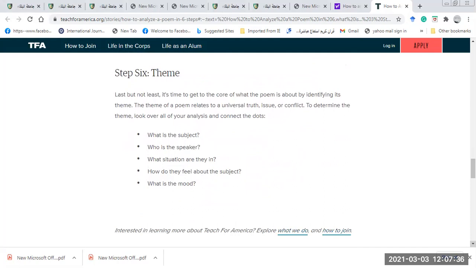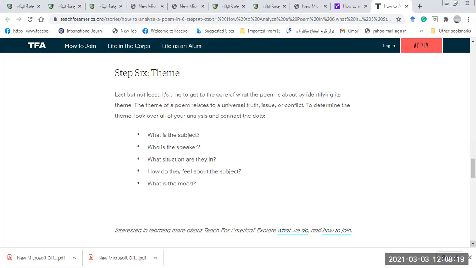Step 6, theme. Theme is the major idea. After analyzing the figures of speech, finding out the mood of the poem, and after paraphrasing, try to understand the words and the expressions. Last but not least, it's time to get to the core of what the poem is about by identifying its theme. The theme of the poem relates to a universal truth, issue, or conflict. To determine the theme, overlook your analysis and connect the dots.